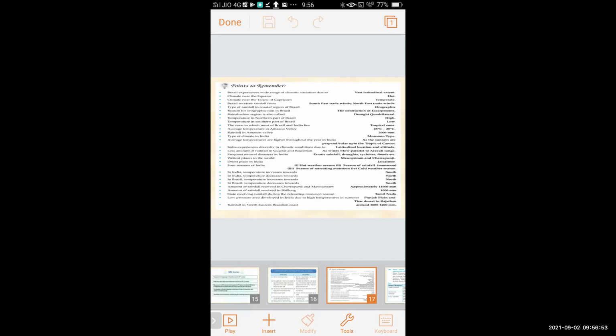Frequent natural disasters in India are erratic rainfall, droughts, cyclones, and floods. These are the natural disasters which occur frequently in India.